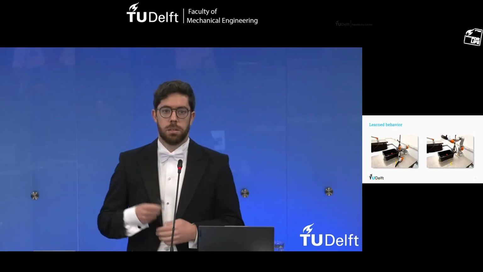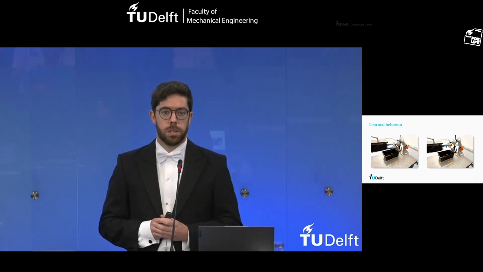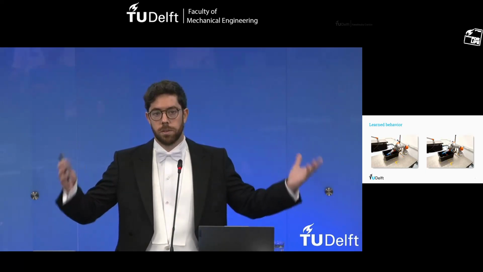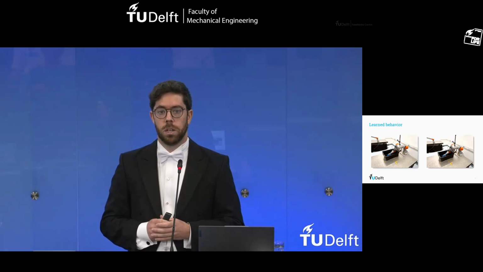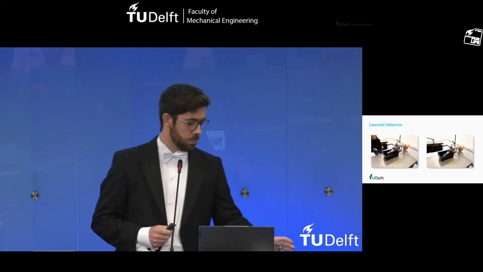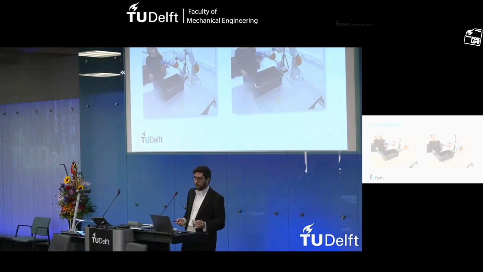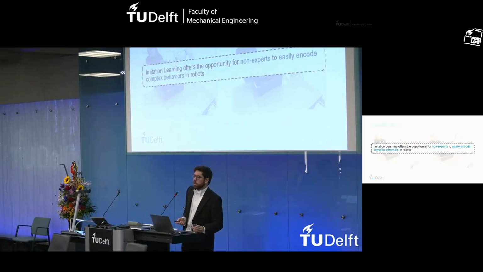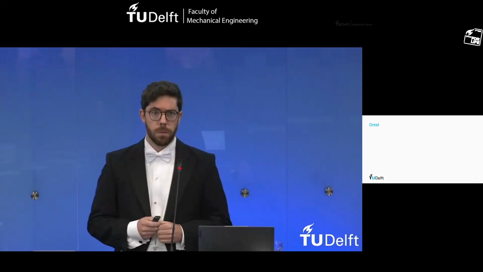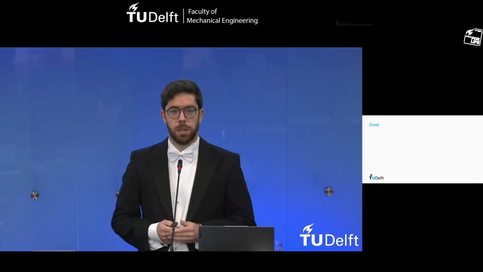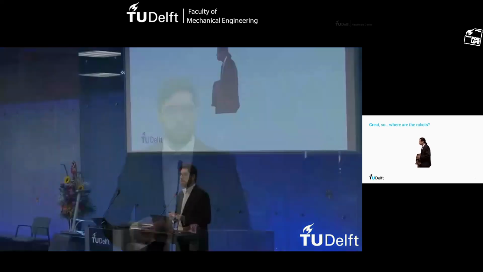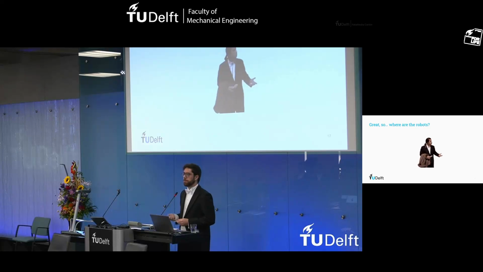Ideally, after doing this, the robot would be able to learn the behavior we wanted. So here, the robot started from two different parts of the space, but then it was actually able to move and pick this tomato. So the thing about imitation learning is that it offers the opportunity for non-experts to easily encode complex behaviors in robots. And this is very promising. So great. If this is so great, where are the robots again? Why don't we see them around?